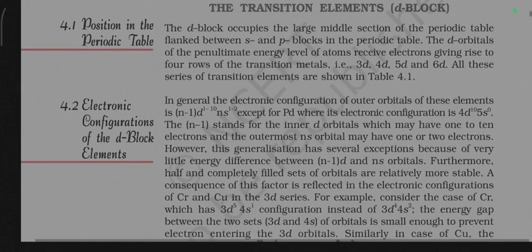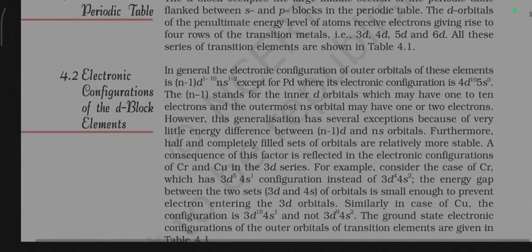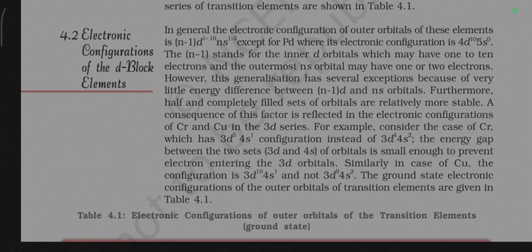Electronic configuration of the d block elements. In general, the electronic configuration of outer orbitals of these elements is (n-1)d1-10 ns1-2, except for Pd where its electronic configuration is 4d10 5s0. The (n-1) stands for the inner d orbitals which may have 1 to 10 electrons, and the outermost ns orbital may have 1 or 2 electrons.